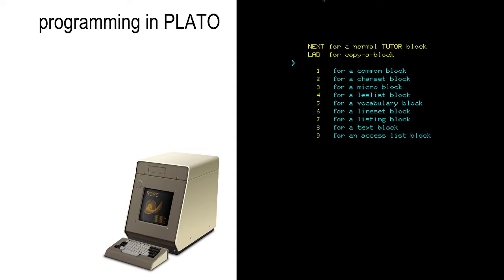Listing blocks are basically just explicit blocks of text that are used when outputting to a printed list. Text blocks are uncompiled. They're not touched by the condenser at all. They're used to either store raw text or comments to be used inside the block. Access list block, not applicable here, so let's just go forward.